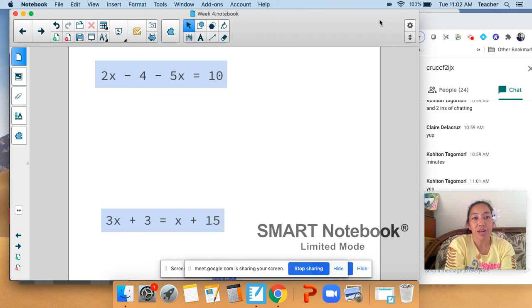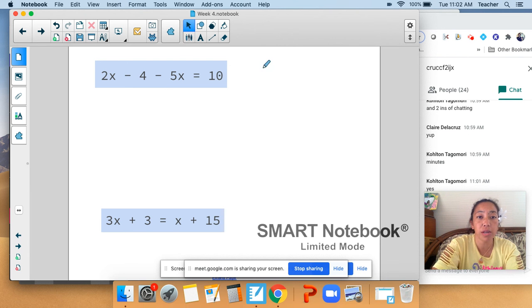Okay, so here we are solving equations, and it's multi-step this time because now, as you can see, we have two terms with variables. So before we want to isolate the variable, first we want to combine our like terms.